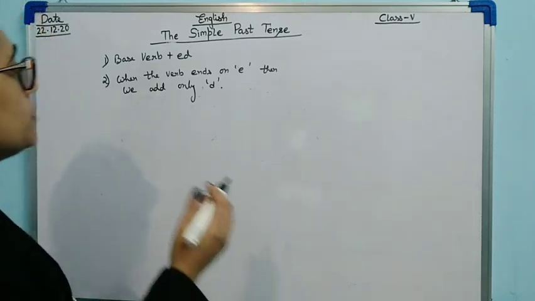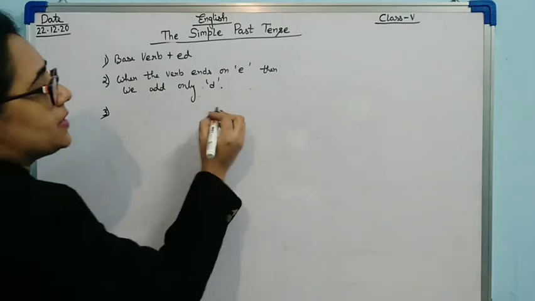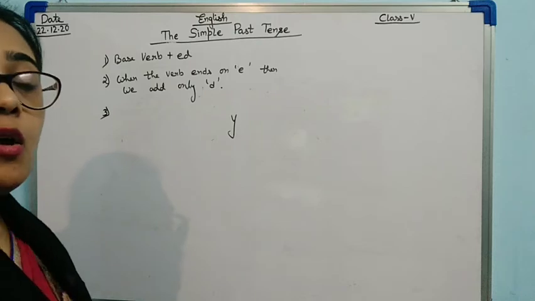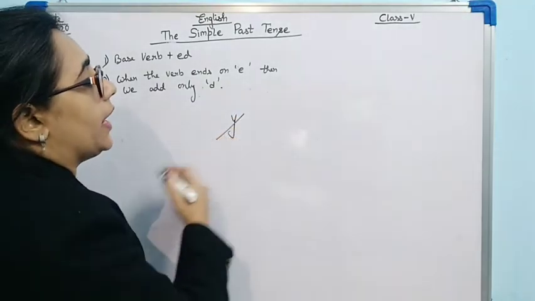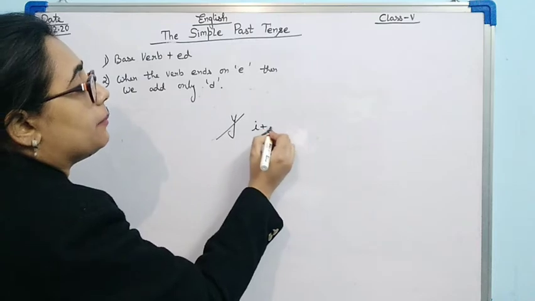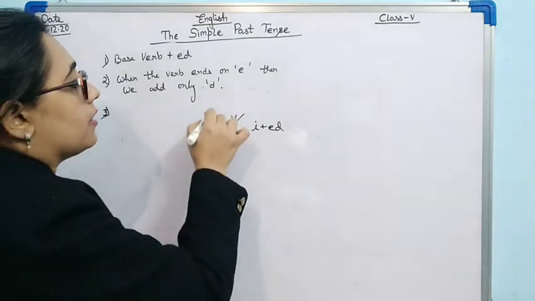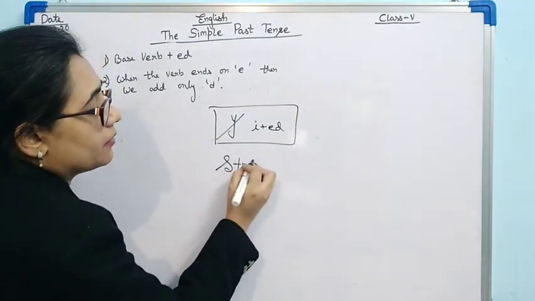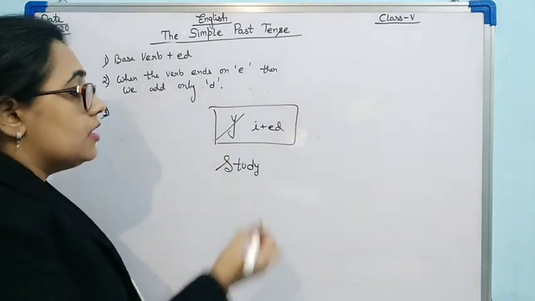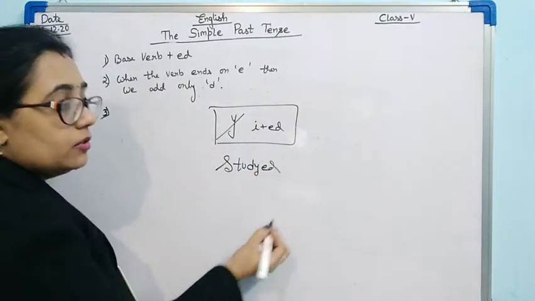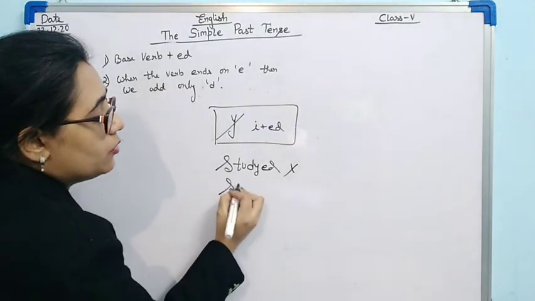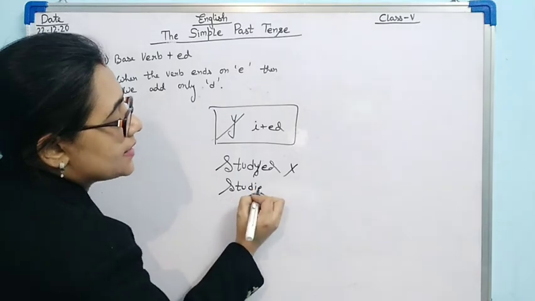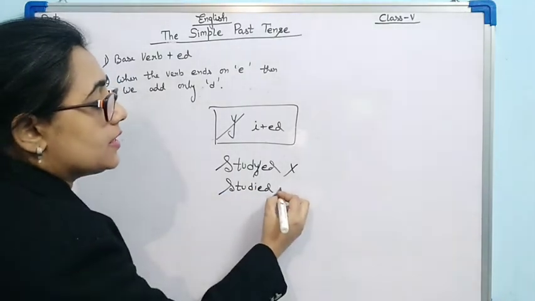Now, the third thing: if the verb is ending on Y, what do we have to do? We have to remove that Y and add I plus ed. Like suppose study, S-T-U-D-Y. I will not add ed directly like studyed. No, this is wrong. I will remove that Y and add I plus ed. Studied. Now the spelling is correct.